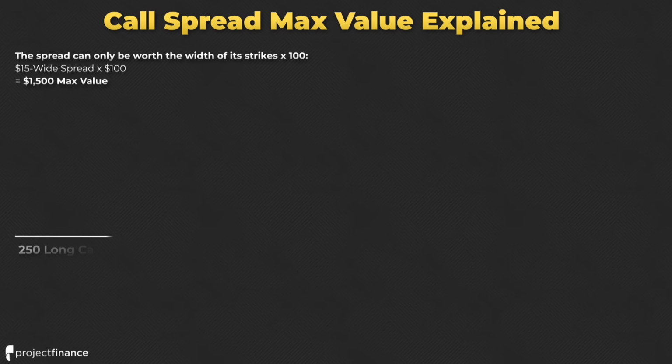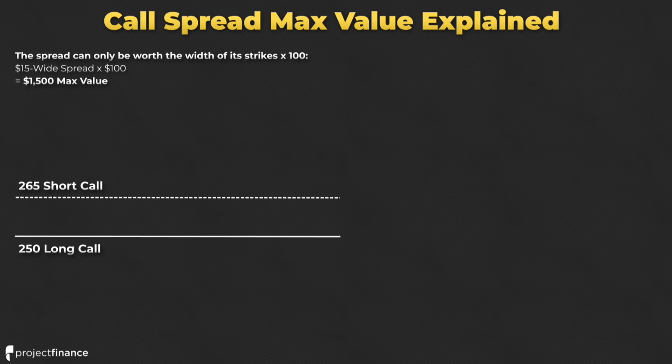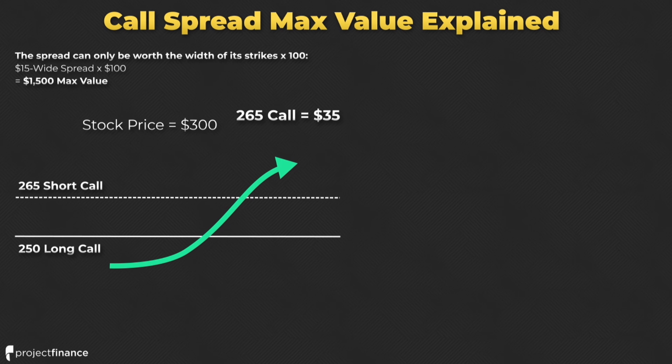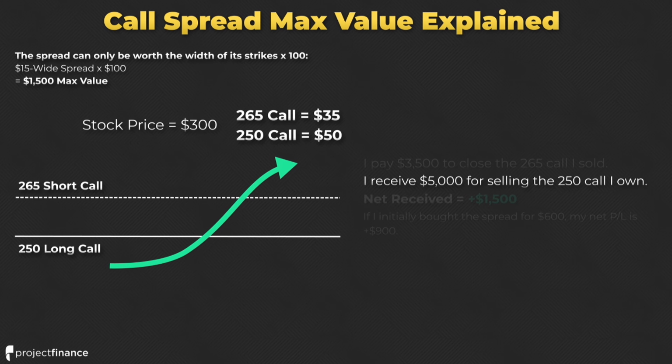Well, let's say I buy the 250, 265 call spread. This means I buy the 250 call and I short the 265 call. If the stock price goes to $300, the 250 call is going to be worth at least $50, while the 265 call is going to be worth $35. This means if I close the call spread, I will receive $5,000 for selling the 250 call that I own, but I will pay $3,500 to close the 265 call that I sold. And this means my net collection into my account is going to be a positive $1,500.